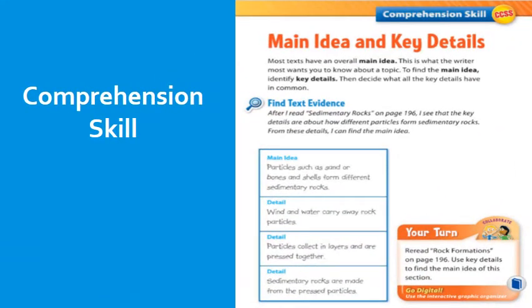So our comprehension skill for this lesson is main idea and key details, or supporting details. In other words, most texts have an overall main idea, and they should have one. I cannot write any paragraph or any text without a main idea, because in this way I will get confused as a writer or author about what to write, and the reader will get confused about what he is reading. This is what the writer most wants you to know about a topic.